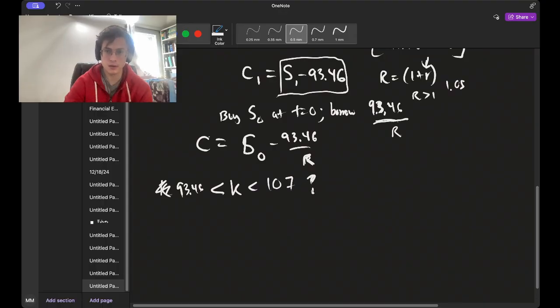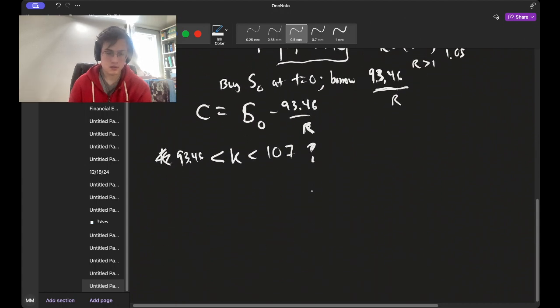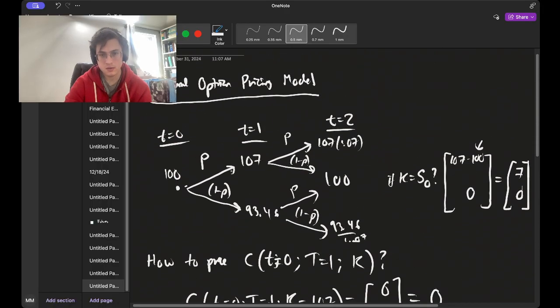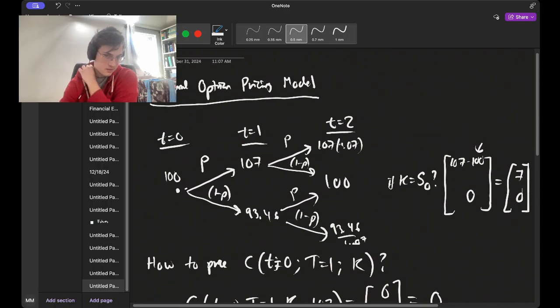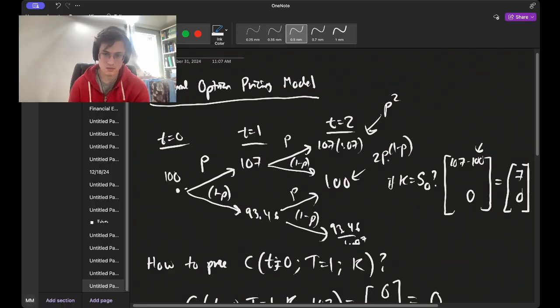So now you might be interested in the possibility of, since you're looking at it, you're thinking, oh, it's a binomial model. I know the probabilities. The probability of ending up here is p squared. The probability of ending up here is 2 times p times 1 minus p, because there's two possible ways of getting here. And the probability of this is 1 minus p squared. I should just take the expected value of it, discount it.